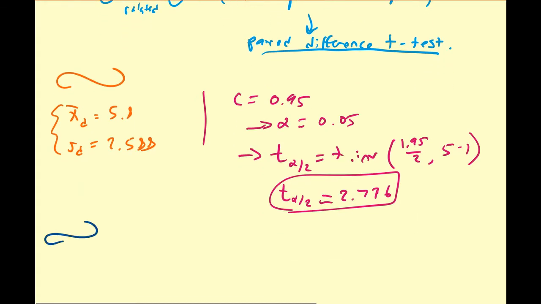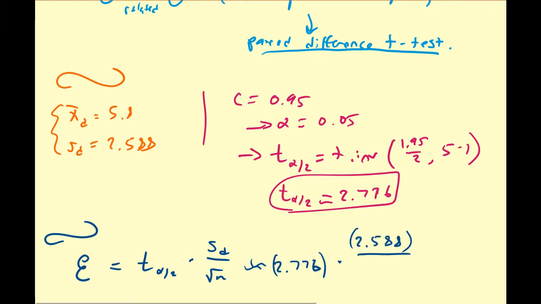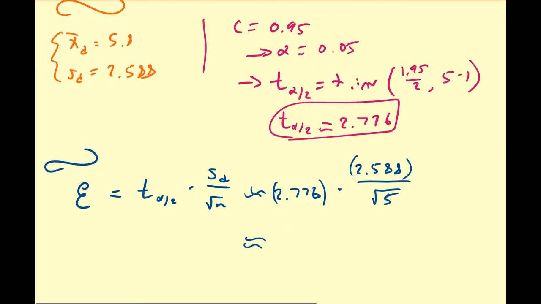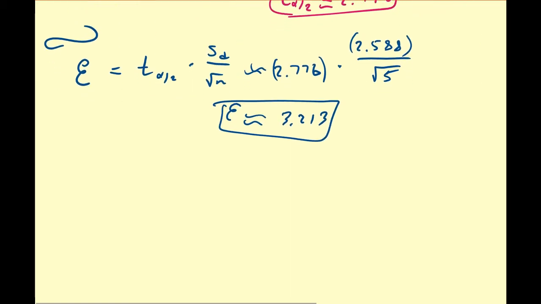Alright, so from these things, then we can calculate our margin of error. Our margin of error is going to be equal to, again, the critical value times the standard deviation of the differences divided by the square root of the sample size, which is approximately equal to 2.776 times 2.588 divided by the square root of 5, which is going to come out to about 3.213. So this is the margin of error for my confidence interval.